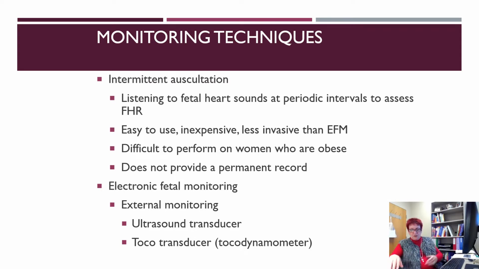So intermittent auscultation is when we are listening to the fetal heart sounds at periodic intervals, maybe every hour or whatever. They're easy to use, they're less expensive, they're less invasive than electronic. This kind of monitoring is, however, more difficult to do on a woman who is obese. And it does not give you a permanent record other than what you document in your chart, but there's no tracing. Whereas electronic fetal monitoring, either external or internal, which we will talk about, you can actually have a tracing on paper and you can also store that information in a computer database.